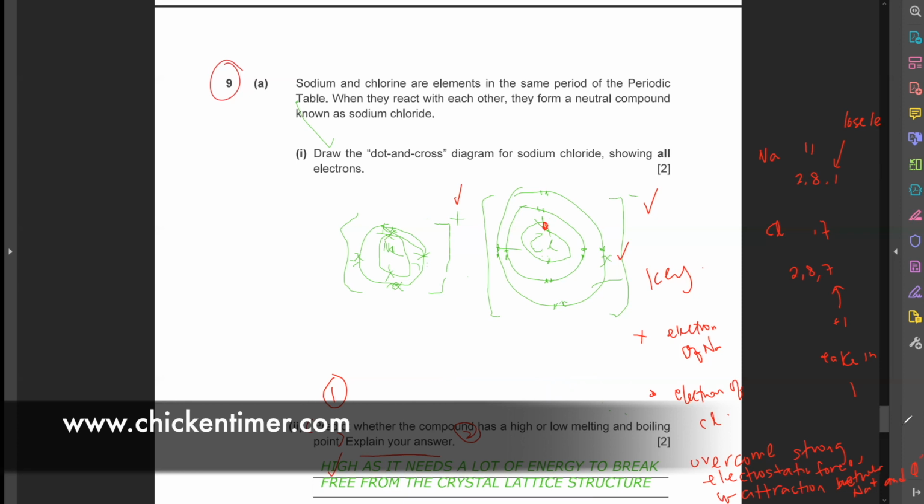If you see a question that is an ionic compound, and then they ask you whether it's high melting and boiling point, you just give them this answer. They ask you for the reason, you give them: it needs a lot of energy to overcome the strong electrostatic forces of attraction between sodium and chloride ion. Why can this answer not say between the cation and the anion? Because your answer must be specific to the question. So now they say sodium ion and chloride ion, so you have to write sodium ion and chloride ion.